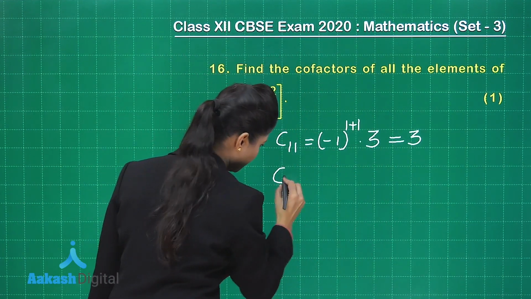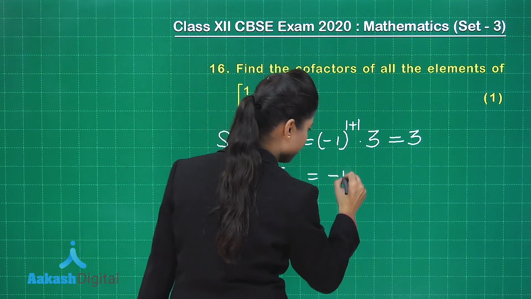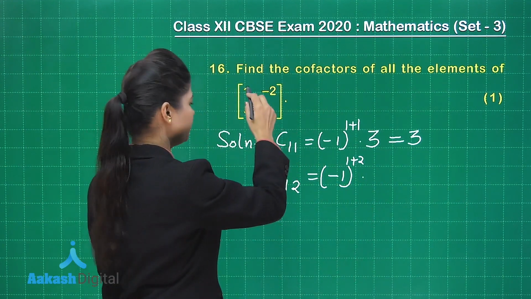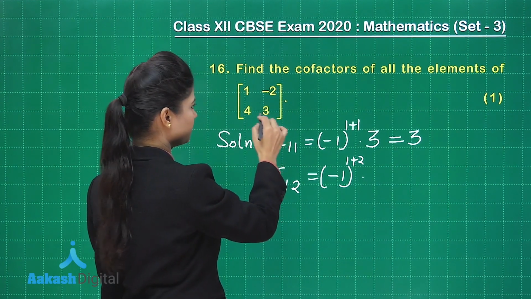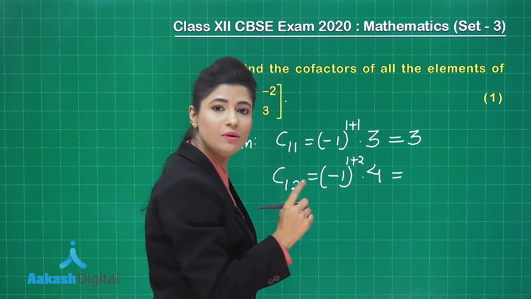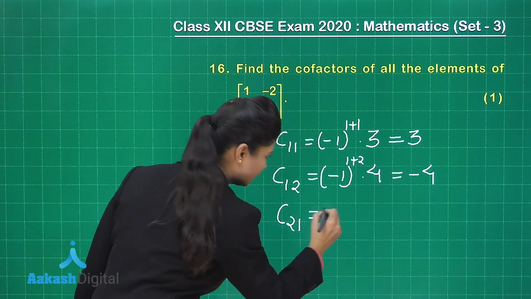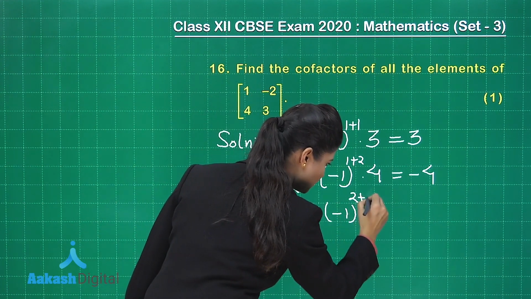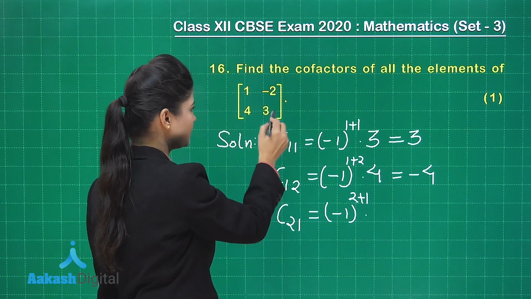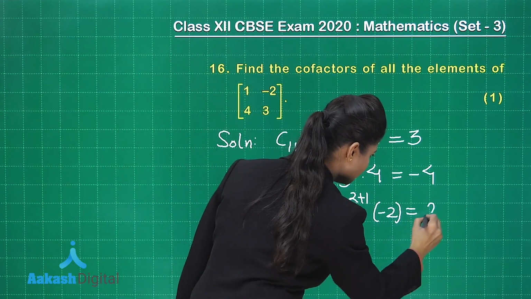In similar manner, C1,2, the cofactor of the element belonging to first row and second column, this will be given by minus 1 raised to the power 1 plus 2. And here, if you eliminate the elements of the first row and second column, you are left out with 4. So here we have 4. So this becomes minus 1 cube, that is minus 1 into 4, which is minus 4. Similar manner, C2,1, this will be given by minus 1 raised to the power 2 plus 1, and here cofactor can be obtained by eliminating the elements of the second row and first column. You are left out with minus 2. So here this simplifies to the value 2.